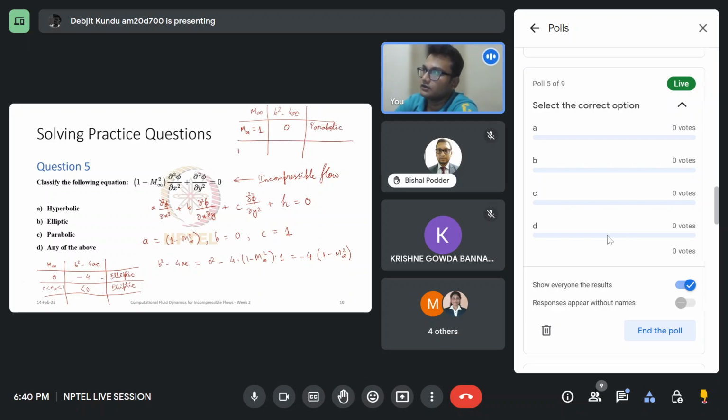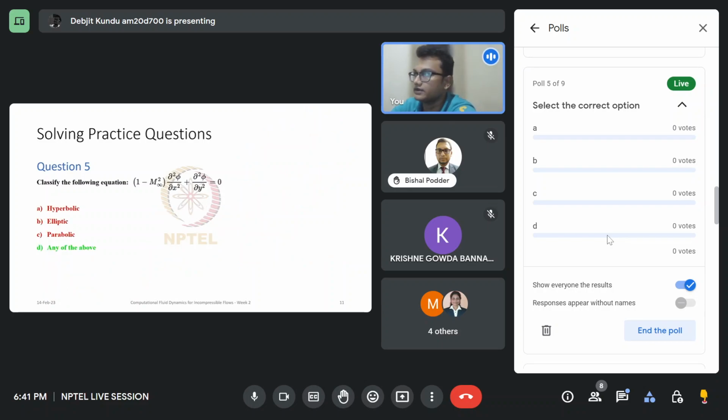And then we have our last option where m infinity is greater than 1. In that case, 1 minus m squared becomes a negative value, and negative multiplied by negative is positive. So here this is greater than 0. And as a result, this would be hyperbolic, right? So if we come back to the question, classify the following equation. It could be hyperbolic, elliptic, or parabolic, any of the above. So option D should be the correct answer. If we look at the correct answer, it is indeed option D.